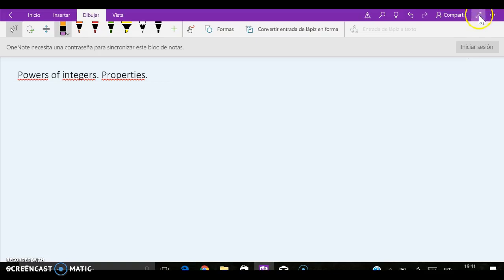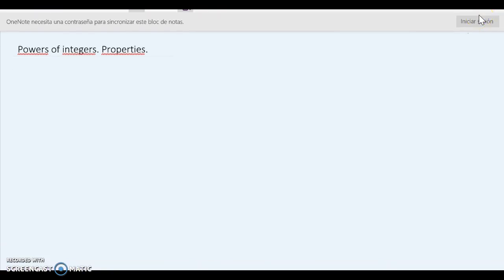Hello. Today we will see the powers of integers and their properties. So let's start seeing the concept of power.